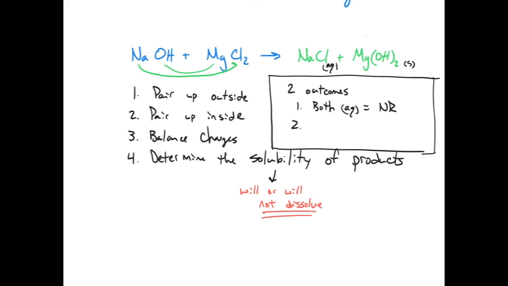Now the other outcome is one is soluble and one is insoluble. And if that happens, you get one product that's aqueous and one product that's solid, like in this example, aqueous and solid, then that means the reaction has occurred.